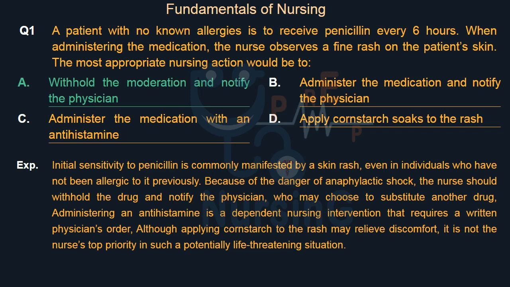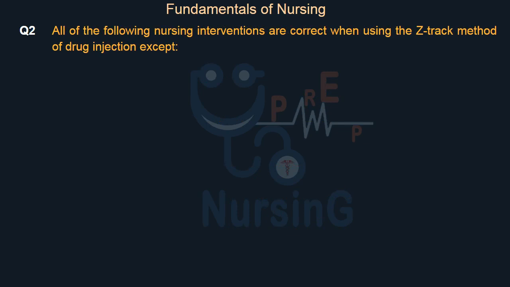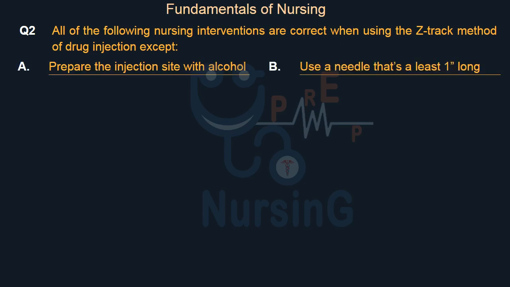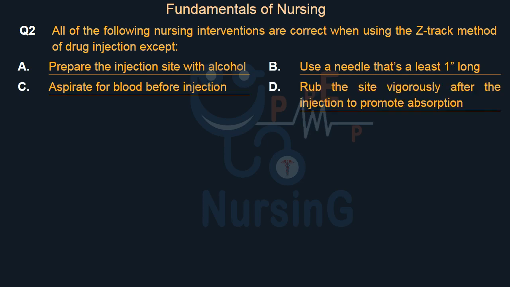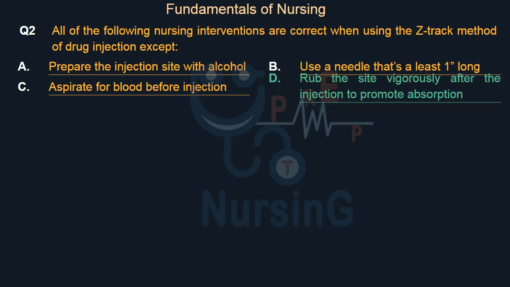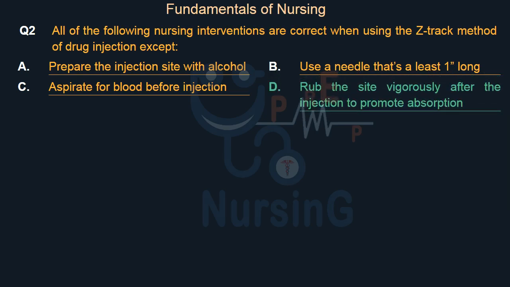life-threatening situation. All of the following nursing interventions are correct when using the Z-track method of drug injection except Option A. Prepare the injection site with alcohol. Option B. Use a needle that's at least 1 inch long. Option C. Aspirate for blood before injection. Option D. Rub the site vigorously after the injection to promote absorption. Right answer is Option D. Rub the site vigorously after the injection to promote absorption.